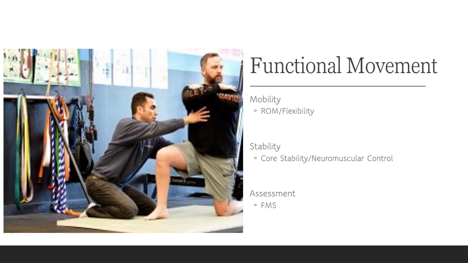Functional movement is defined as mobility, stability, and assessment. Mobility is measured through range of motion and flexibility. Stability is assessed with core stability and neuromuscular control. And we can use an assessment tool, also known as FMS, or the Functional Movement Screen.